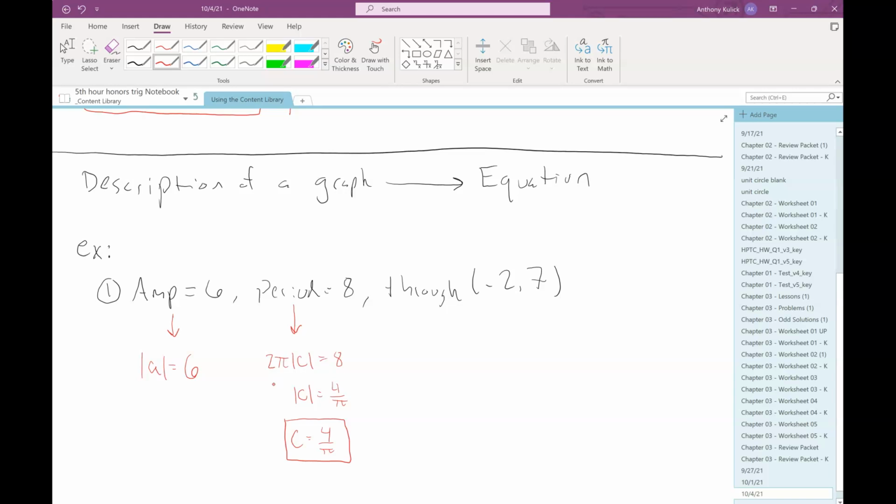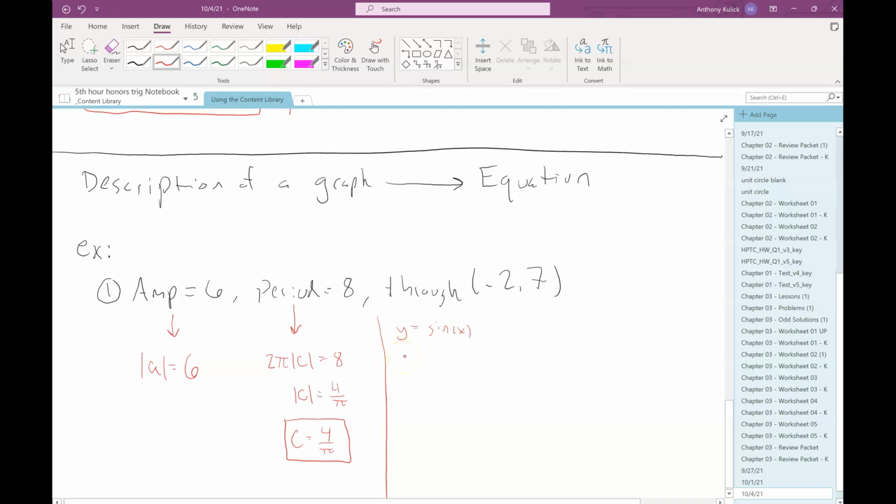So now, somehow, that last point is going to have to tell me my H, my K, and whether the A is positive or negative. Everybody's okay with that? And obviously, I could do this using a sine or a cosine. So let's say we're using the sine function here first.